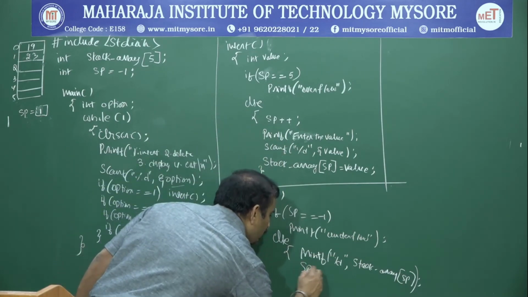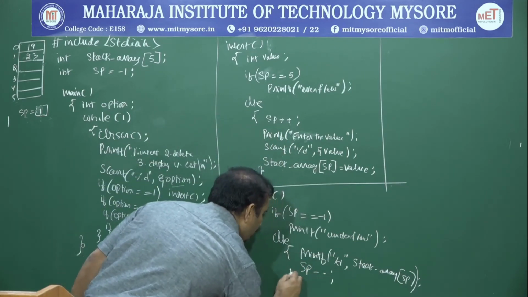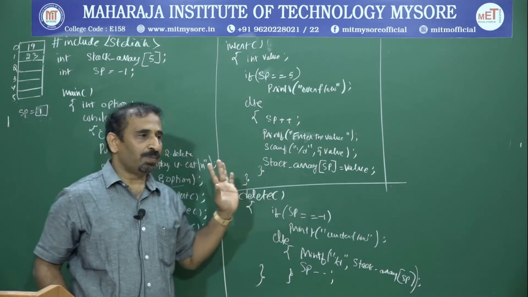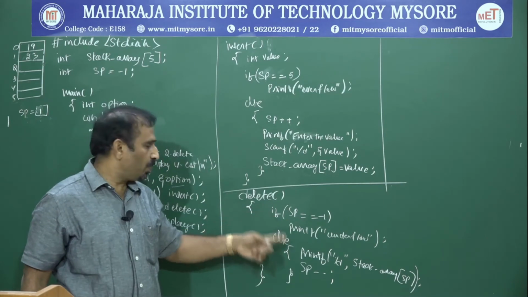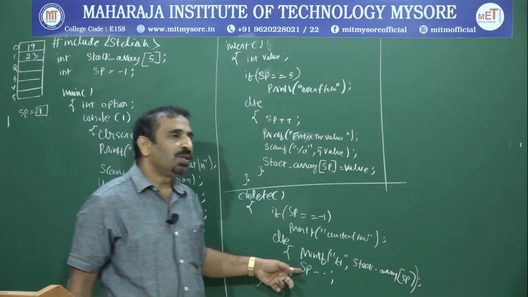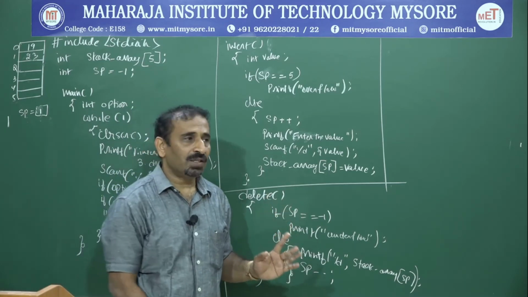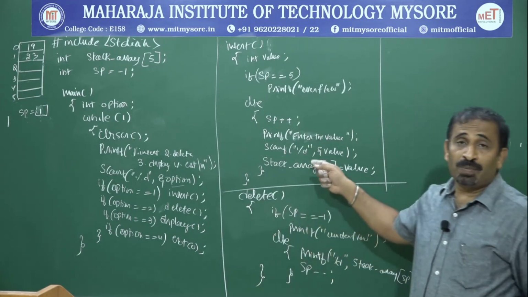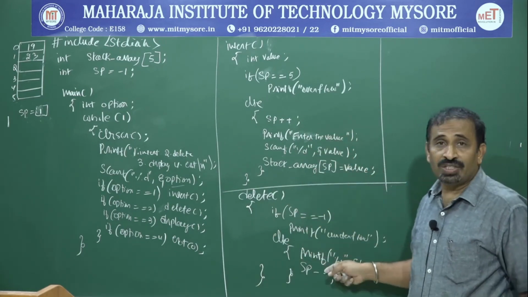Now you do SP minus minus, close this, that is all. It is only a 3-line program. Check for underflow, print it for your sake, then do the decrementation. That's it. Now, we have seen two small programs for insertion and deletion.